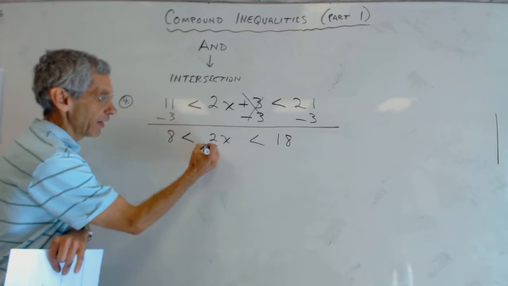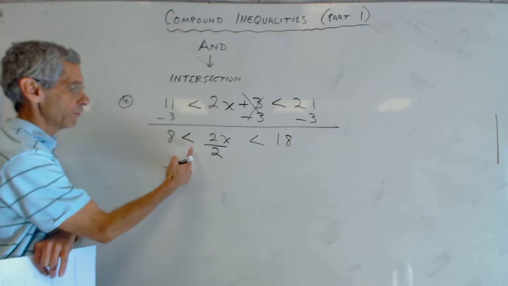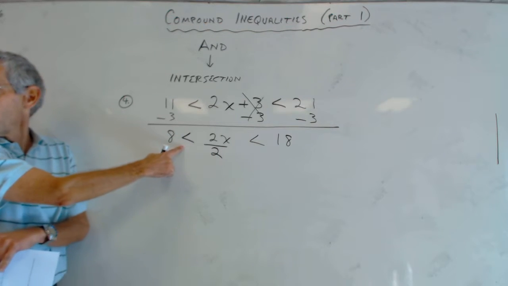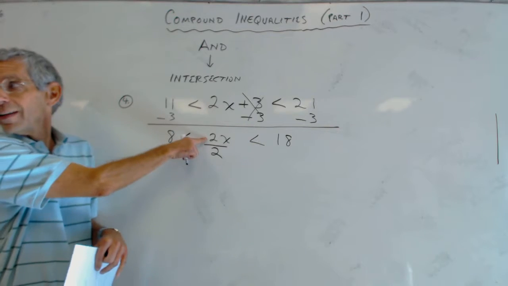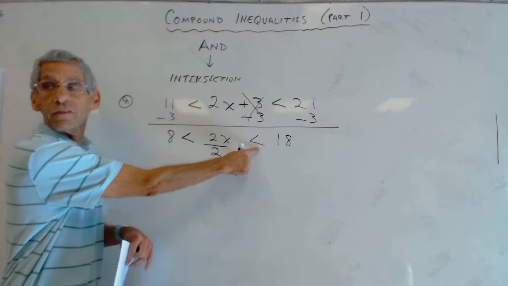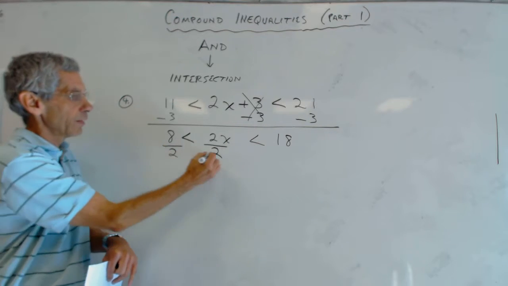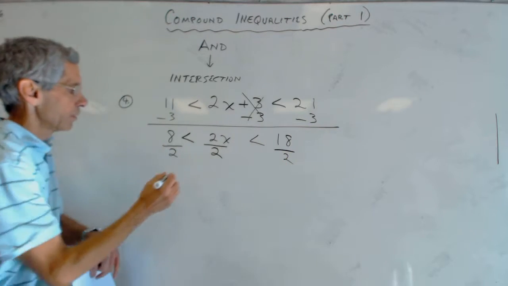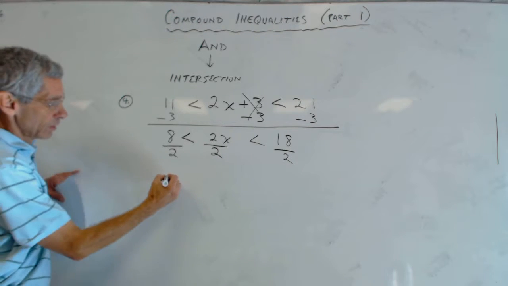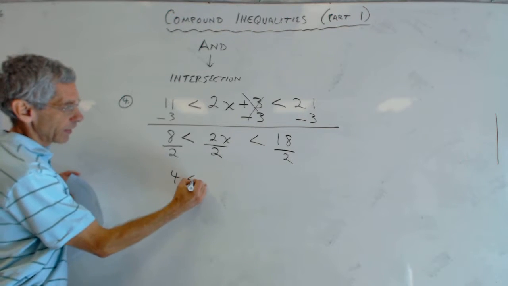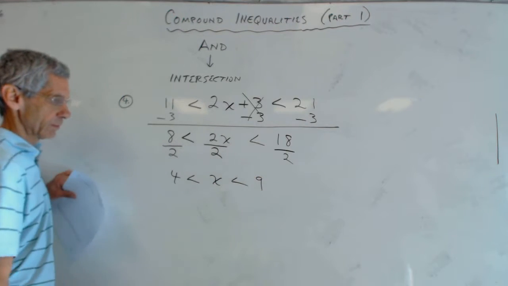Now, am I dividing by a -2 or a +2? +2. So I do not have to flip these signs, right? If this had been a -2, I would have had to flip both of these inequality signs by dividing, but I don't because I'm dividing by a positive number. So you do that to all three sides. So I have 4 is less than x, which is less than 9.